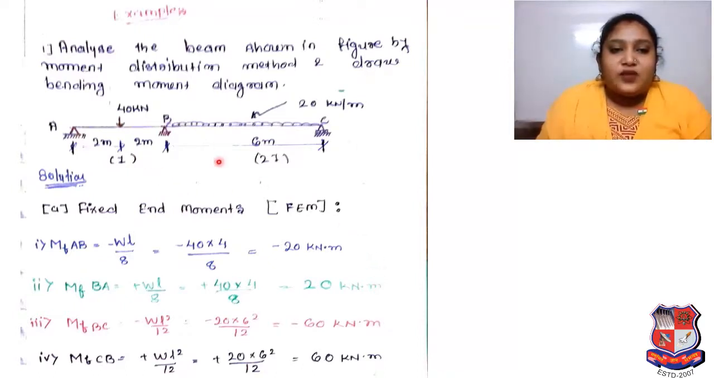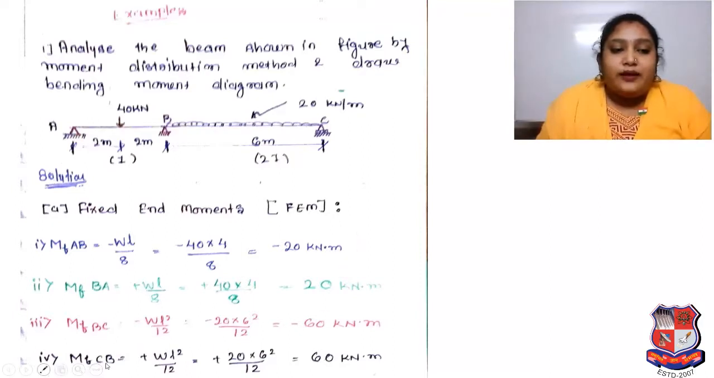Now for BC, here the UDL is there. So the fixed end moment at BC will be minus WL square by 12. So minus 20 into 6 square divided by 12. So it will be minus 60 kilonewton meter. You can calculate it in your calculator during this lecture. Whenever you are watching this lecture, you can use a calculator to check the value.